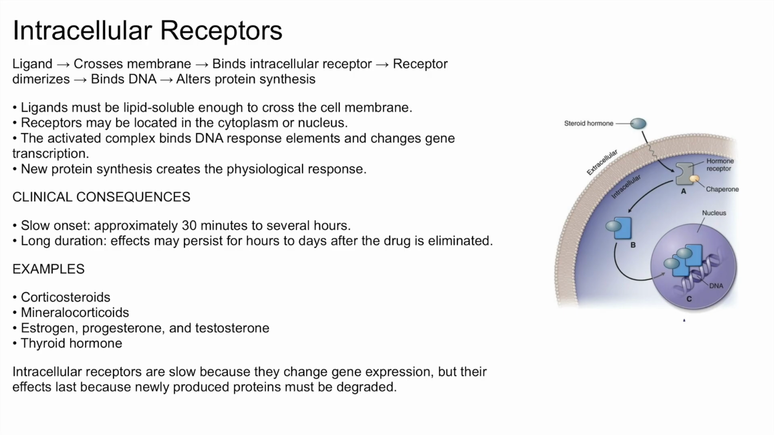The effects may persist long after the ligand has been eliminated because the newly synthesized proteins remain active until they are degraded. Examples include receptors for glucocorticoids, mineralocorticoids, estrogen, progesterone, testosterone, and thyroid hormone. Thyroid hormone is one to keep an eye on because even though it is technically a protein molecule, it acts like a steroid, so it's able to diffuse through that membrane. The high yield principle is slow onset but prolonged effect, okay?